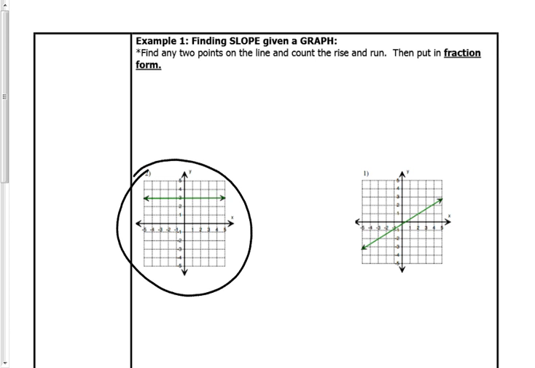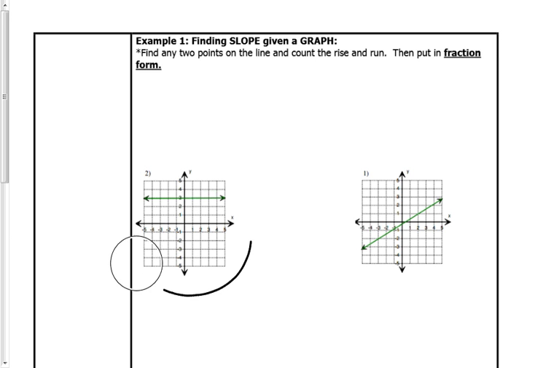What we need to do is find any 2 points on the line and figure out whether they are going up or down, whether they are staying steady across like a horizontal line, or whether it's a vertical line. That will determine whether the slope is positive, negative, zero, or undefined. And we can also go ahead and actually find what the slope is.